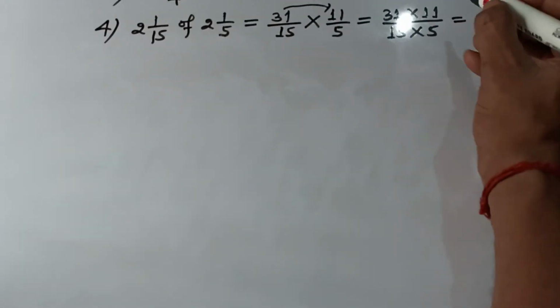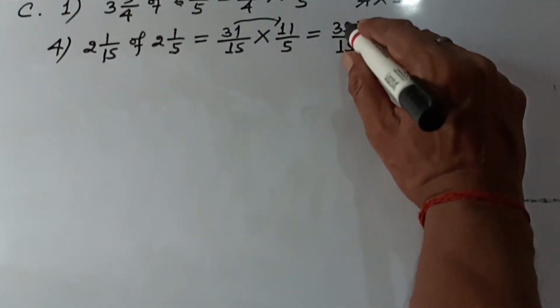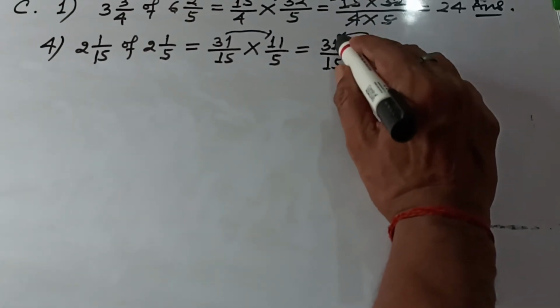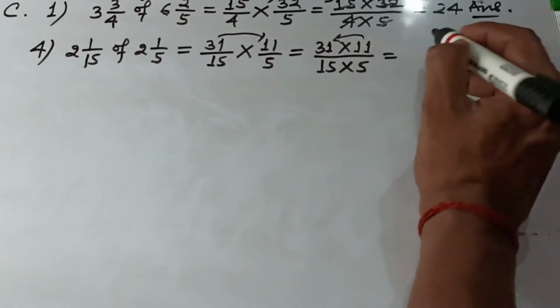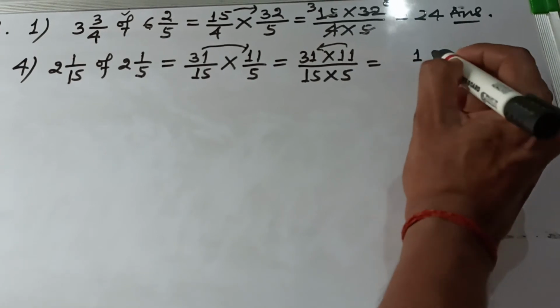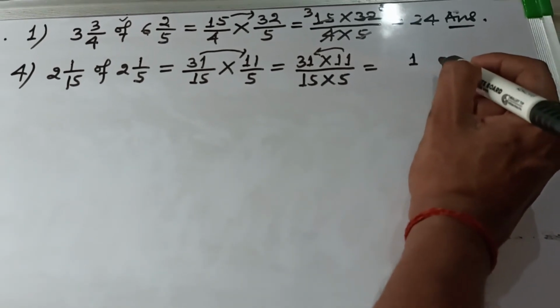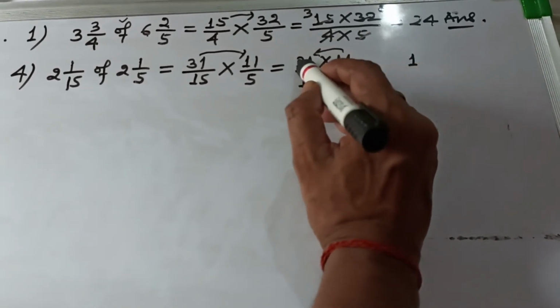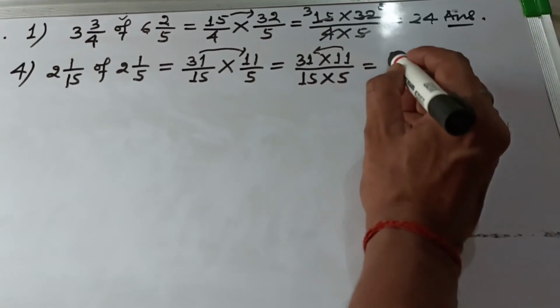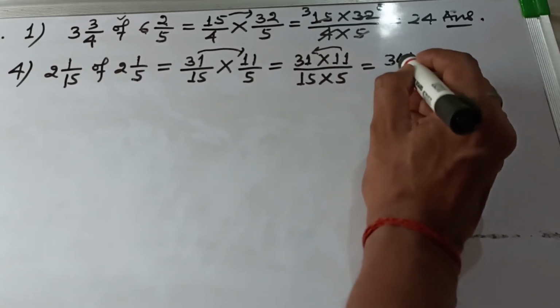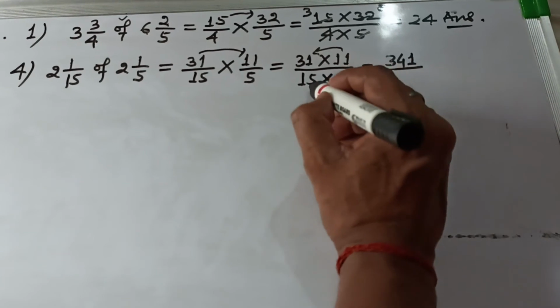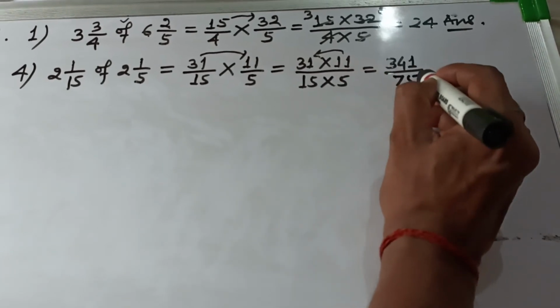Now 11 can be multiplied with 31. 11 1s are 11, 1 carry 1, 11 3s are 33 plus 1, 34 upon 15 5s are 75.